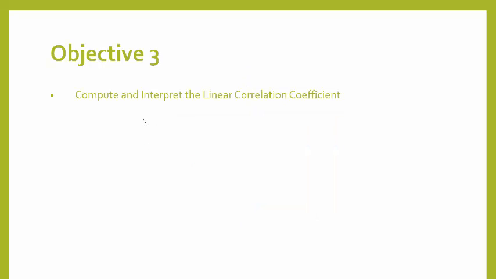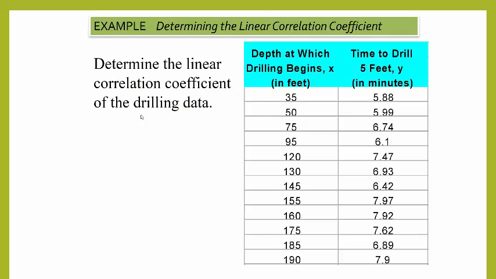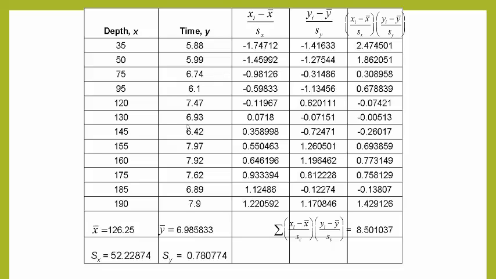All right, let's compute and interpret the linear correlation coefficient. If we go back to that example about drilling, the depth at which drilling begins and how long it takes to drill 5 feet, I did this one in Excel for you, and as you can see, the formula is complicated. For all the x values, I computed the average and the sample standard deviation. Same thing for the y. Here's the y average and the y sample standard deviation.